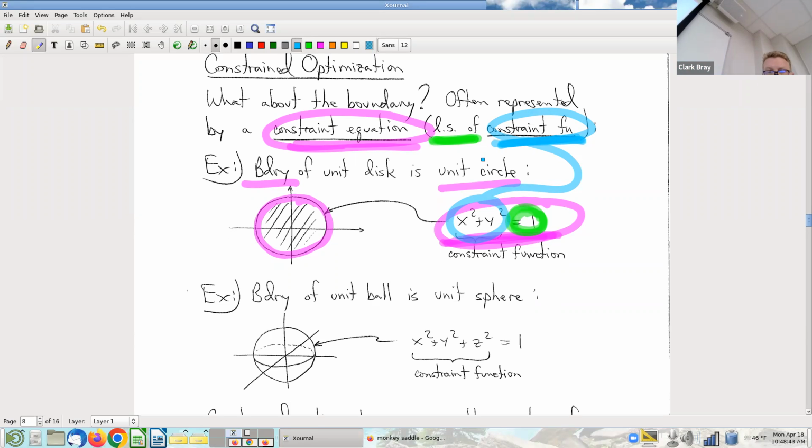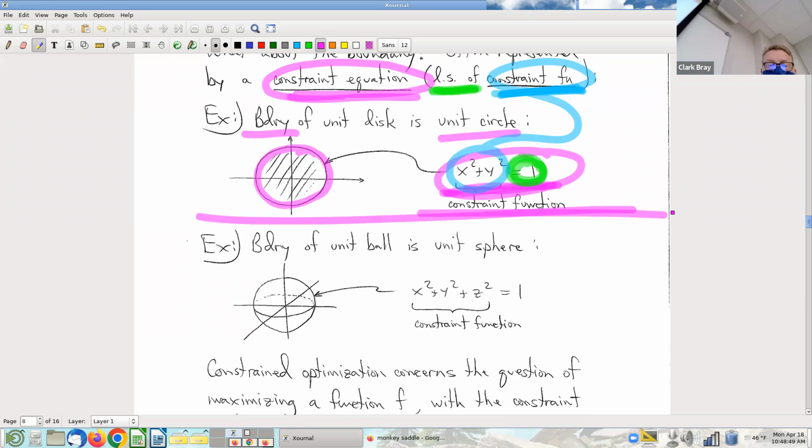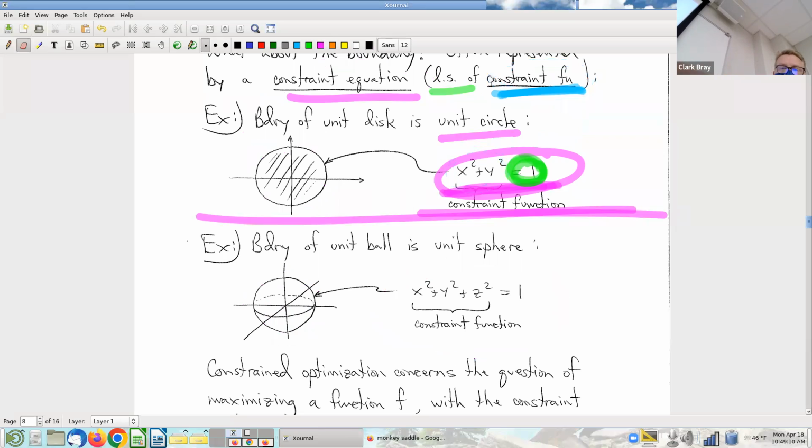Same deal in 3 dimensions. Now in 3 dimensions, instead of having a 2-dimensional interior with a 1-dimensional boundary curve, here we have a 3-dimensional interior with a 2-dimensional boundary surface. But it's nevertheless still described by an equation. That's my constraint equation, and it's a level set of a constraint function. Okay, so now where we go with this, I'm getting ahead of myself.